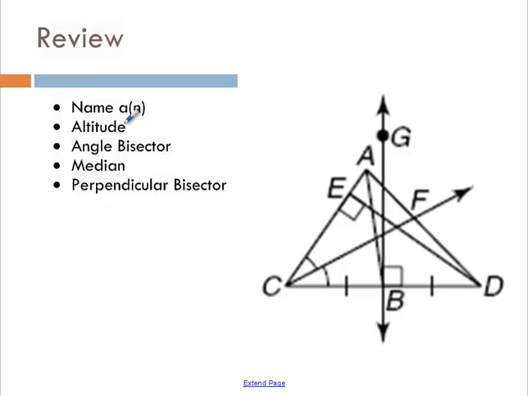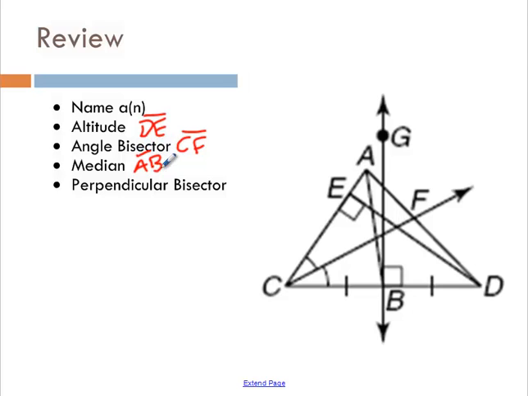So in altitude, what you've got to remember, altitude comes from a vertex, either one of the vertices, and goes to a right angle. So the altitude in this triangle is DE. An angle bisector splits an angle in half, like this mark right here, so CF. A median connects the vertex to the midpoint, and that's why these two marks are here, so AB.